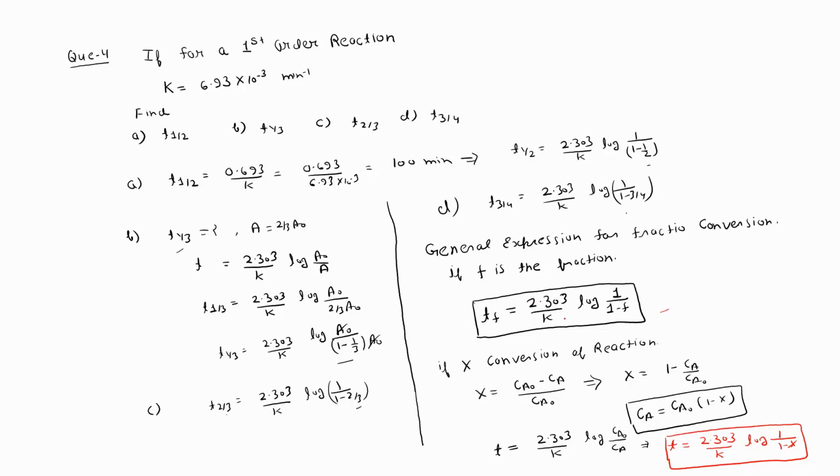This comes from analogy, but you can prove it, and the proof portion is this. So if only the conversion is given, not the initial concentration or final concentration, use this equation instead of the other. T is equal to 2.303 by k log 1 upon 1 minus X. So I think I have taught all the types of equations and types of questions in the first order reaction.